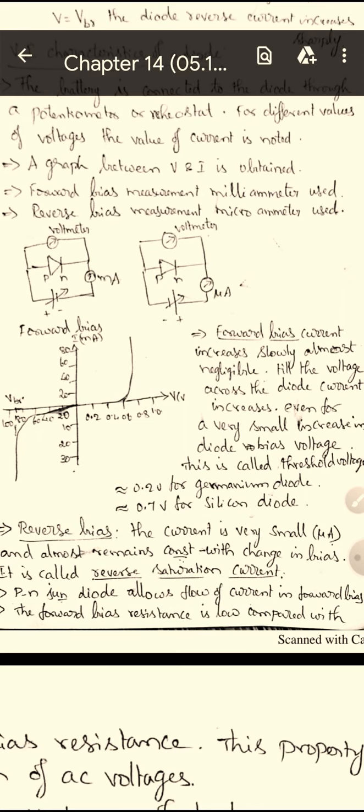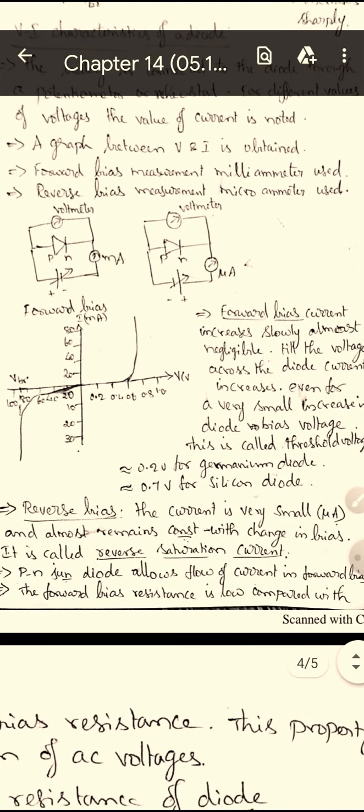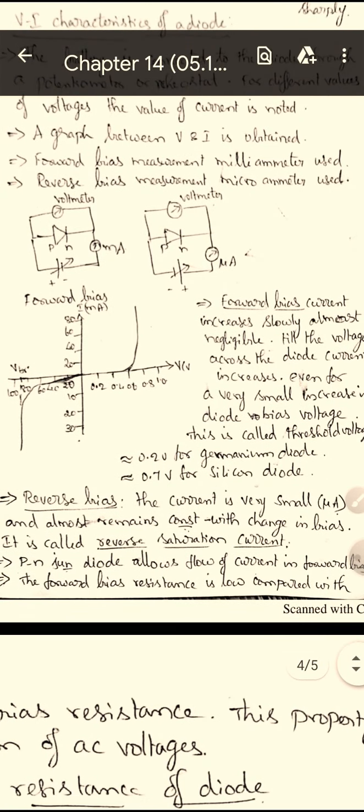If you go for reverse bias, the current is very small and almost remains constant with change in bias. So it is called the reverse saturation current. In forward bias, we find the threshold voltage. In reverse bias, we find the reverse saturation current.